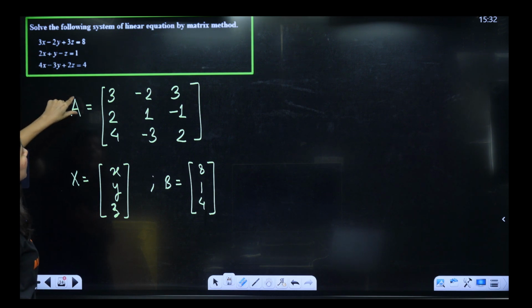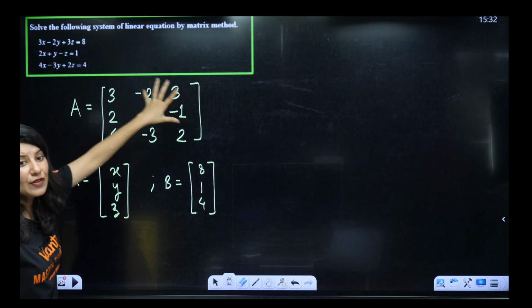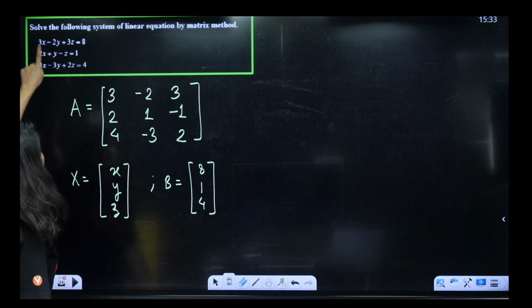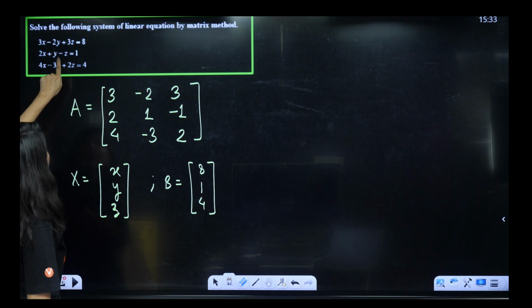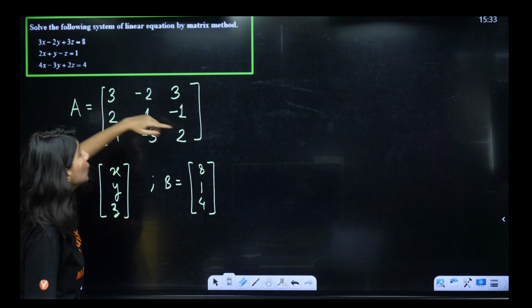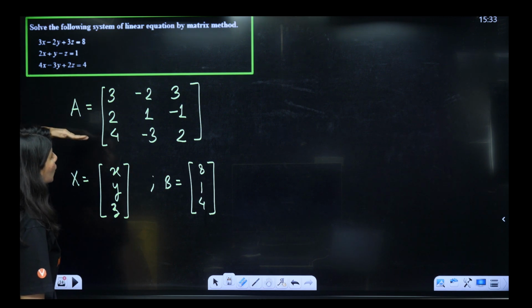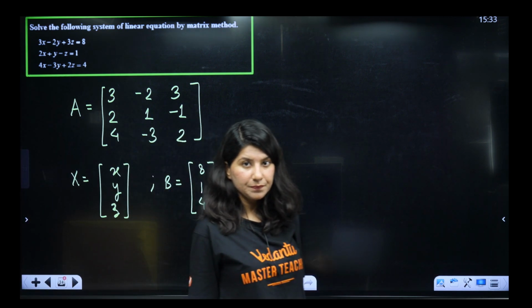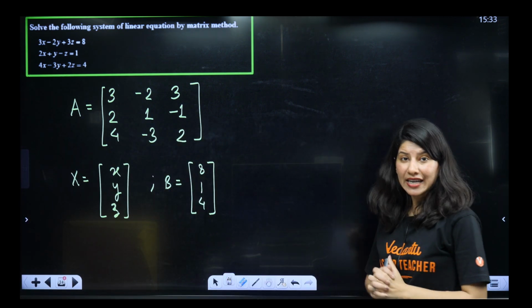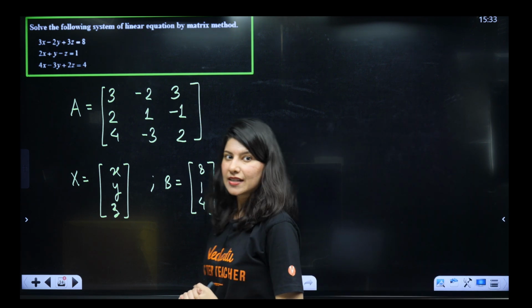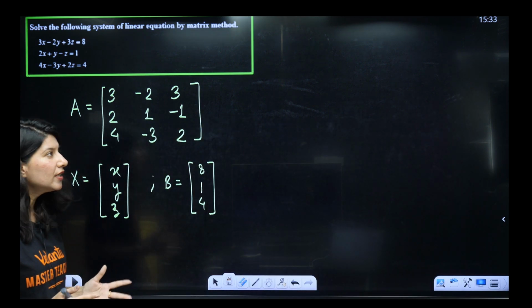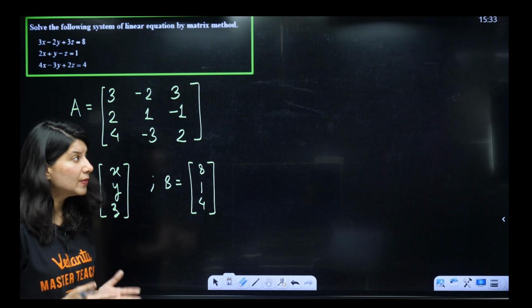A will be a matrix 3 cross 3 which will contain coefficient of x, y and z: 3, minus 2 and 3. This is your row number 1. 2, 1 and minus 1, row number 2, and then 4, minus 3 and 2, row number 3. Okay. So this is your A matrix. Are you getting it? Okay. A matrix. Ax equals to B. Ma'am, you told. What is x? What is B? Hold on.